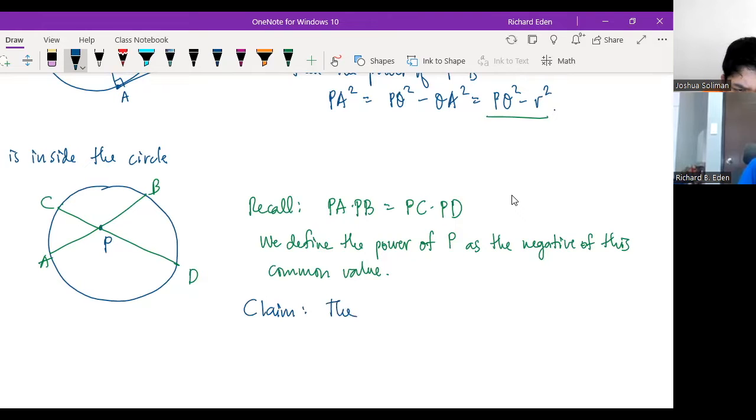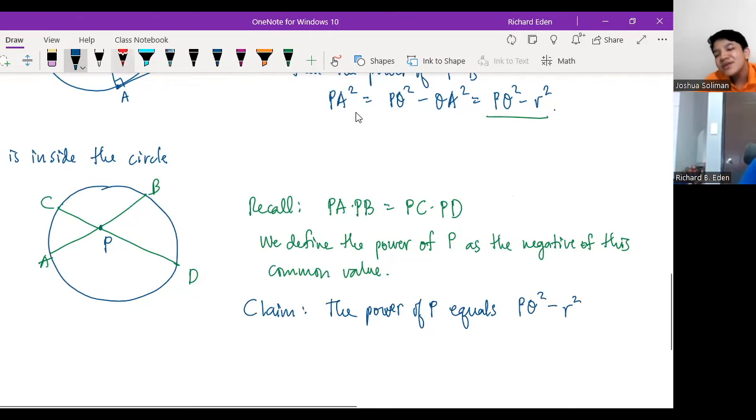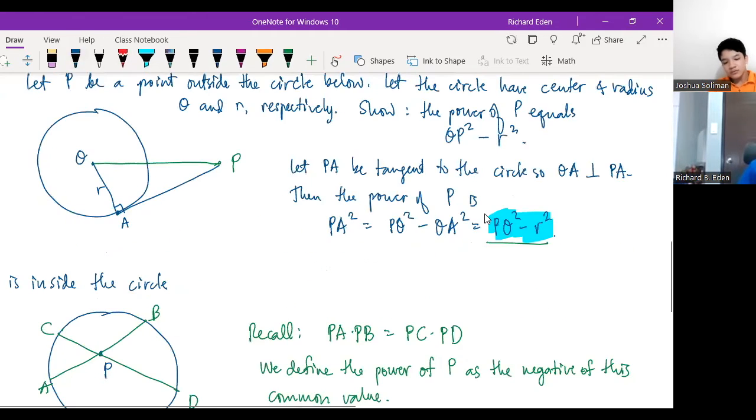Claim: the power of P equals the same difference, PO squared minus R squared. R squared is positive, but PO is greater than R, because if P is outside the circle, PO is larger than the radius. So in this previous case, PO squared minus R squared is going to be positive.